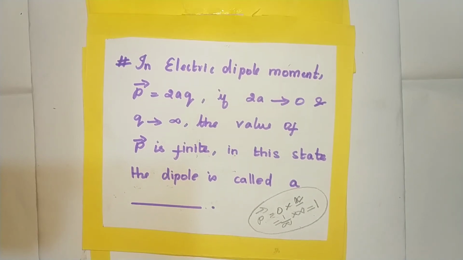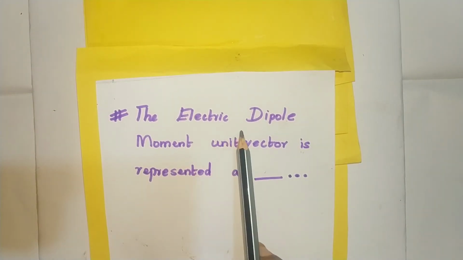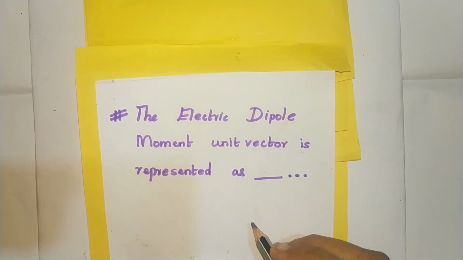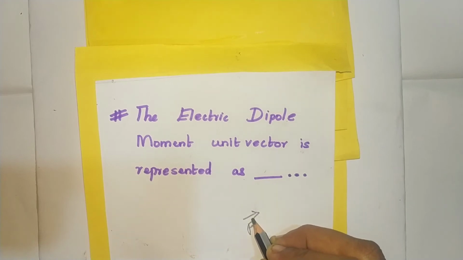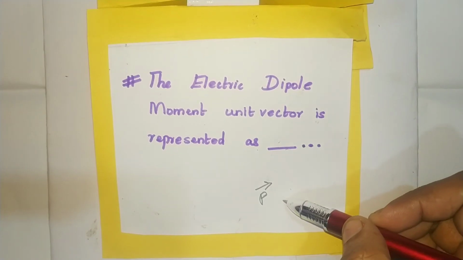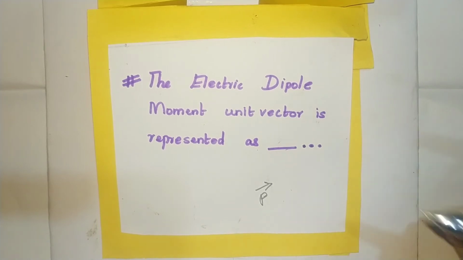We go for the next one word. Very easy one. The electric dipole moment vector is represented as, you can easily, we represent dipole moment vector in this representation. And what will be the unit vector? Okay students, by this the one word session is over and now we move on to the concept within me session.